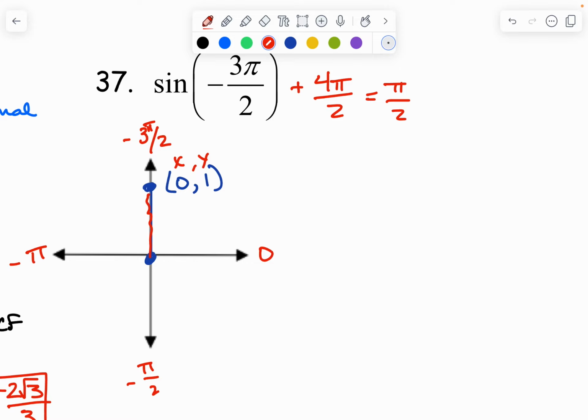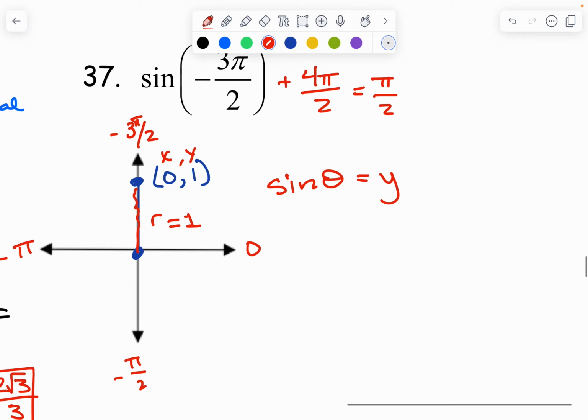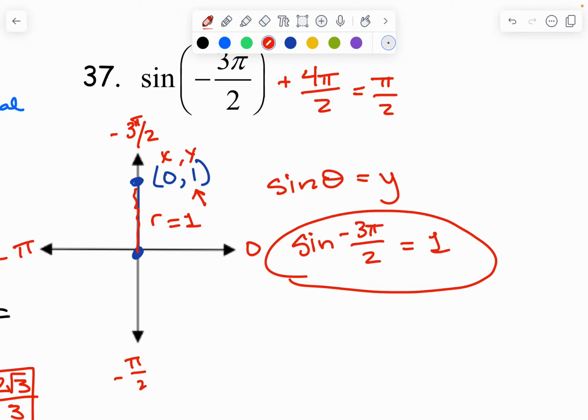And the length of this line, r, is always 1. Let me clean that up. Now, I'm looking for sine. Sine of theta is y. Right here, my y is 1. Where did I get that? Right there. That's my solution.